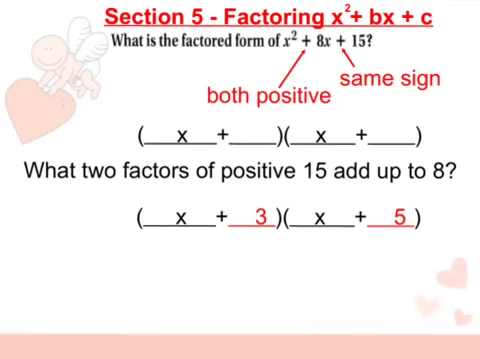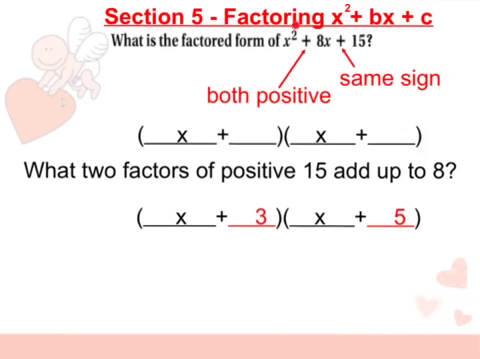Chapter 8, Section 5, Factoring when the trinomial is in the form of x squared plus bx plus c. So, in order to factor, we first break it into two binomials. We put half of the x's in each one. So this is x squared, so one x goes here and one x goes here.